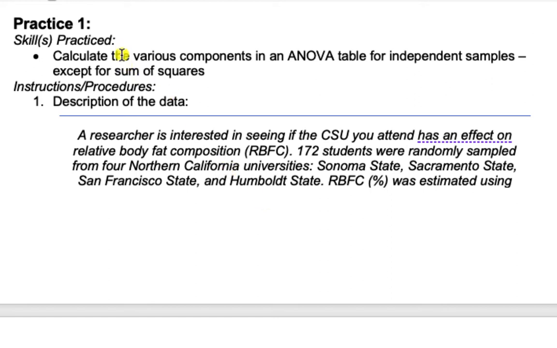For practice 1, we are going to be calculating the various components in the ANOVA table for independent samples. The only thing that we are making an exception for is the sum of squares, which you will be given in the table.